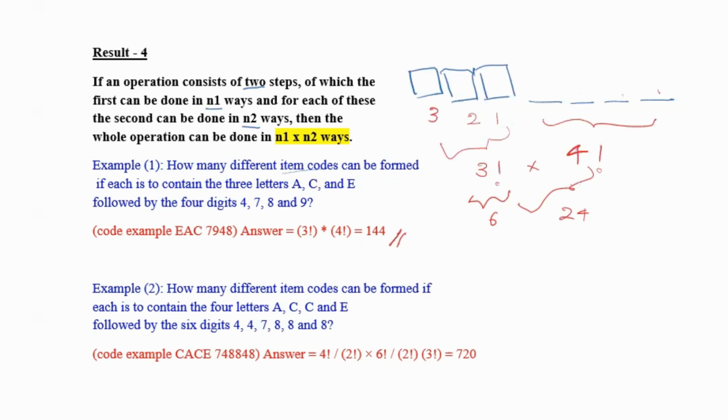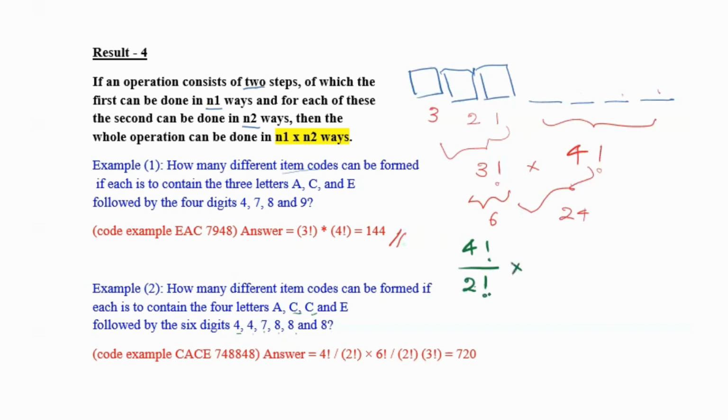Then let's consider the second example. The second example says, how many different item codes can be formed if each is to contain the 4 letters A, C, C, and E? I say a repetition. And the 6 digits 4, 4, 7, 8, 8, and 8. I say repetition once again. We don't have to panic because we know when repetition is allowed, you just take the total number divided by the number that has been repeated. So the first process, which is the 4 letters: we have 4 letters altogether divided by the number that's repeating. C is the only thing repeating and it's repeating 2 times.